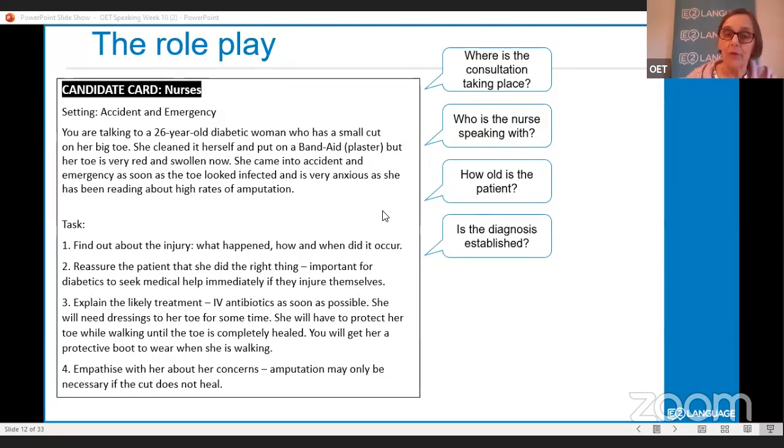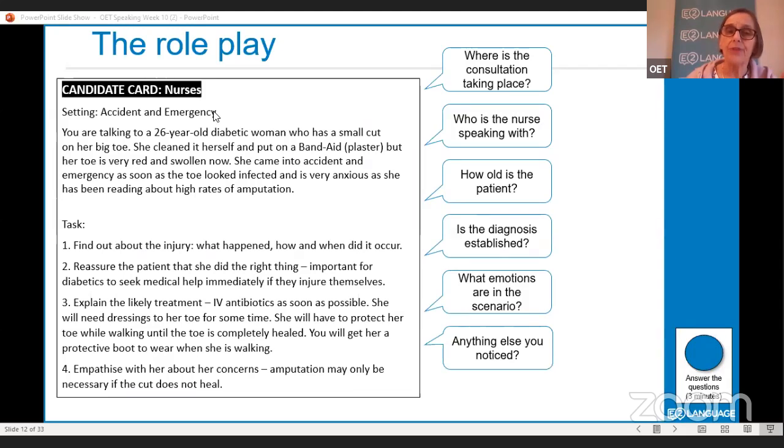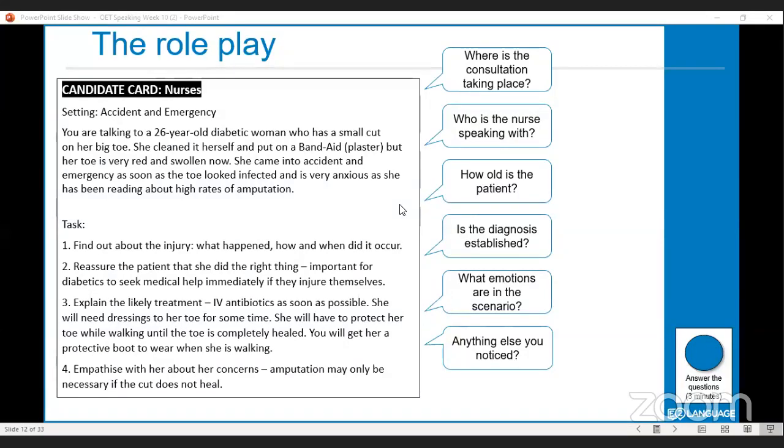Is the diagnosis of the patient established? What emotions can you feel in the scenario? And is there anything else that you notice? Now, getting the right analysis and understanding your role play card from the beginning is of the utmost importance. So 3 minutes, that's your time. I mean, you don't need all that. Normally, you'd probably spend more time even asking the interlocutor something or working on the card. But 3 minutes to share with me what your answers are.